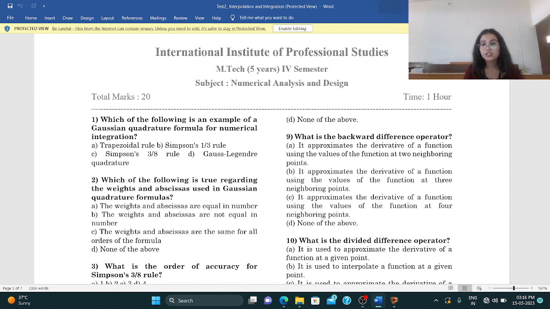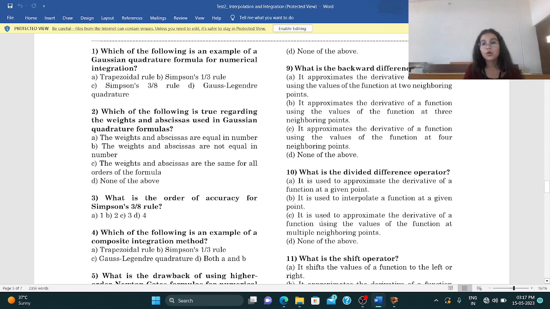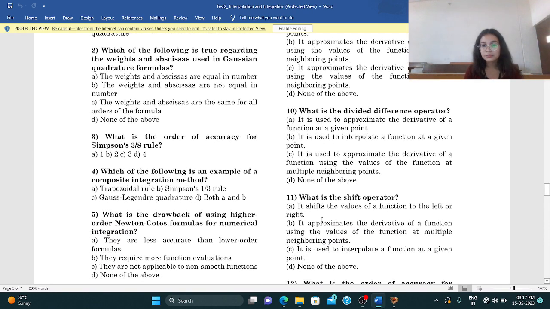Question 9. What is the backward difference operator? Option A. It approximates the derivative of a function using the value of a function at two neighboring points. Option B. It approximates the derivative of a function using the value of the function at three neighboring points. Option C. It approximates the derivative of a function using the value of a function at four neighboring points. And option D. None of them. And the correct option is it approximates the derivative of a function using the value of a function at two neighboring points.